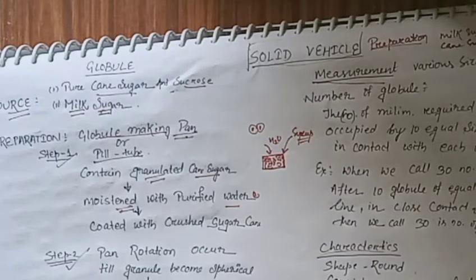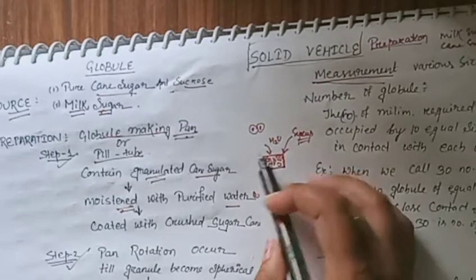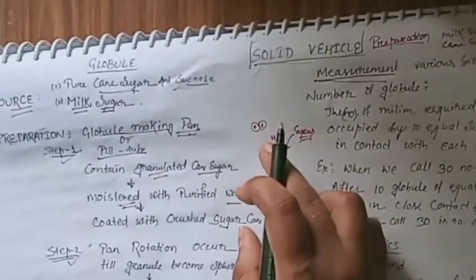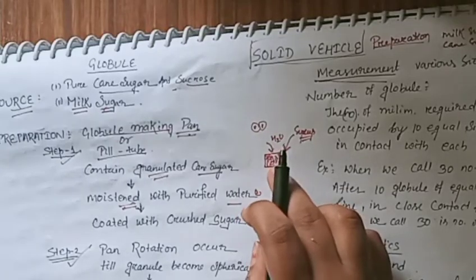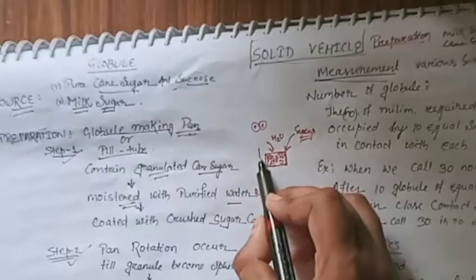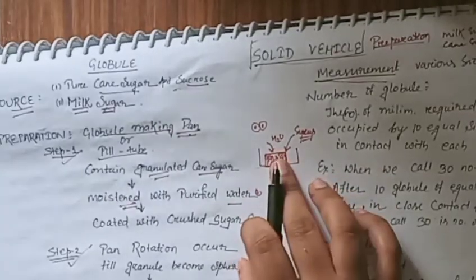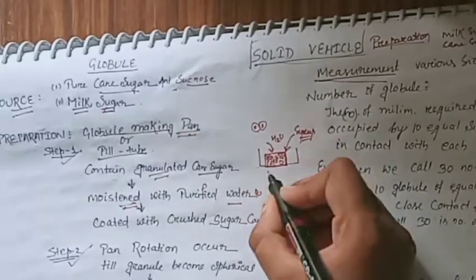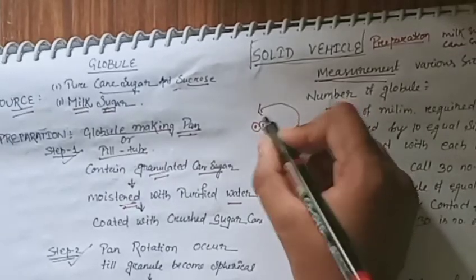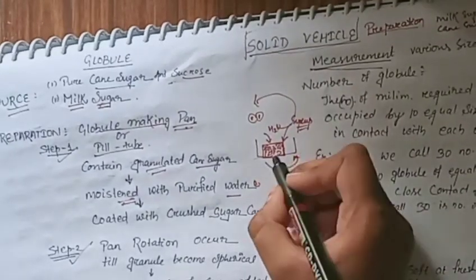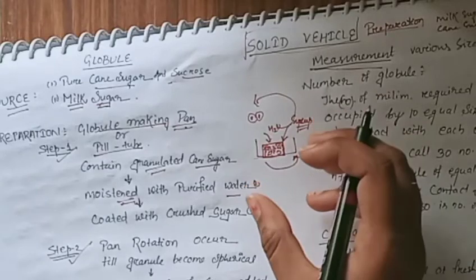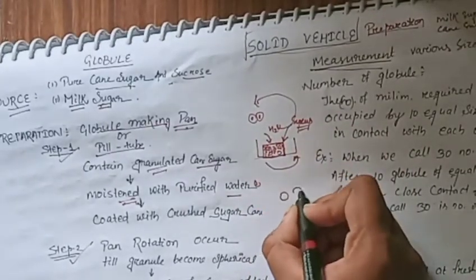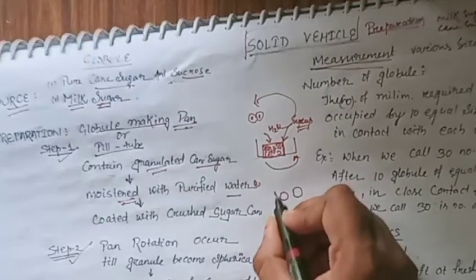Then step 2, what do we do in step 2? After step 1 is prepared, the apparatus, the globule making pan or pill tube, undergoes rotation, so that the moistened substance or the solution formed becomes small granules, a spherical structure formed inside.